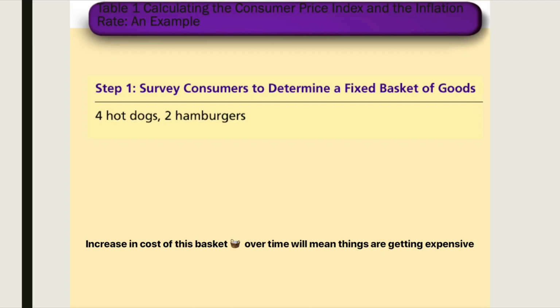So, the first step that the Statistics Bureau does is it comes up with a typical basket that the consumers are using. In this case, we're assuming that a typical Pakistani consumes 4 hot dogs and 2 hamburgers, and this is the basket.